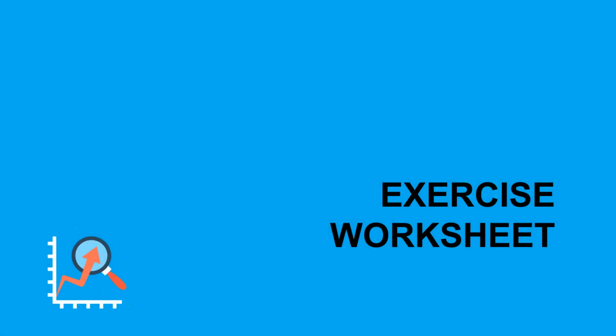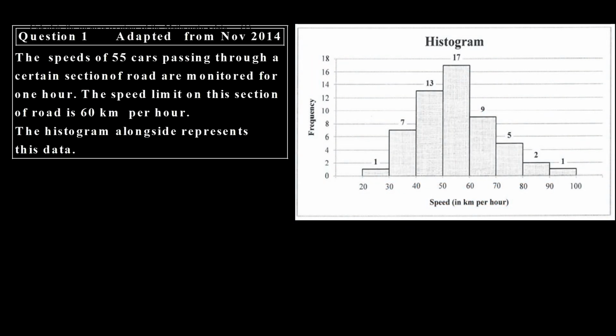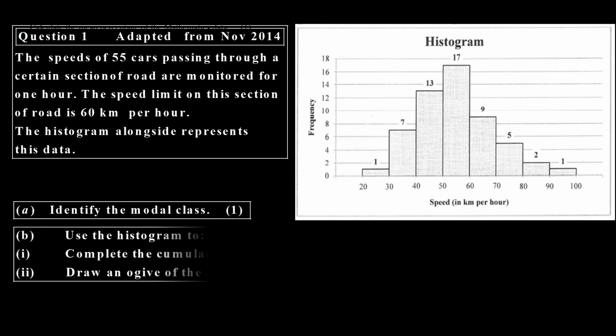Now, as usual, there's an exercise worksheet. And on this exercise worksheet, I've taken examples from external DBE question papers. Just look at them here. The first one comes from November 2014. I've adapted it slightly. This one provides you with a histogram. You have to identify the modal class.